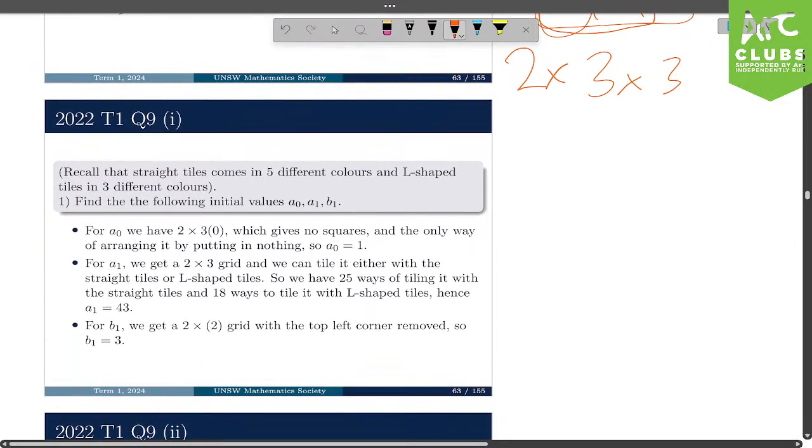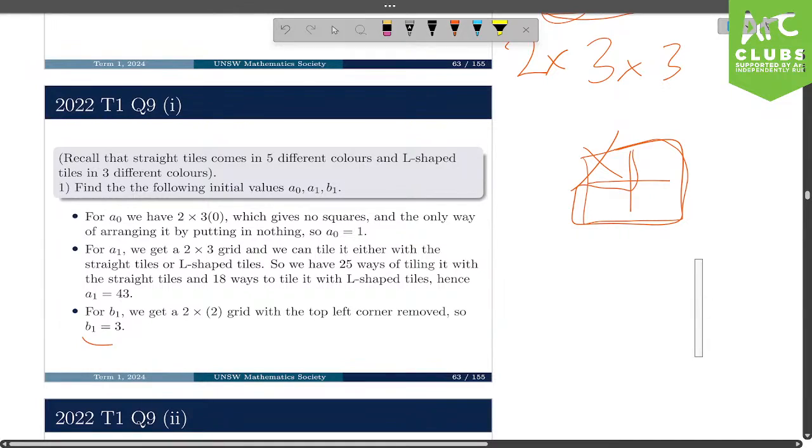Cool. Hopefully that was clear. And then for B1, we get a 2x2 grid that's removed because 3 times 1 minus 1 is 2. So this is now removed, and you can see that we can only fit a single L tile, like such. There are 3 colors, B1 equals 3. Sick.